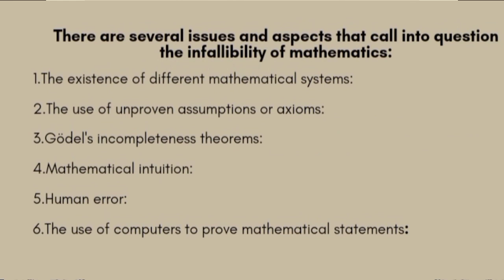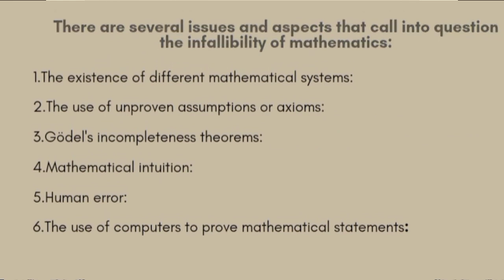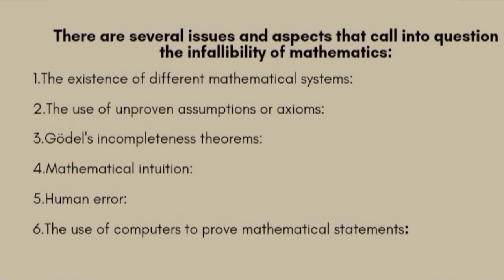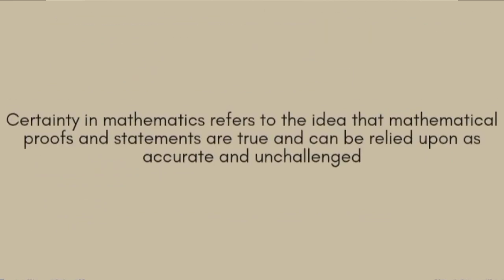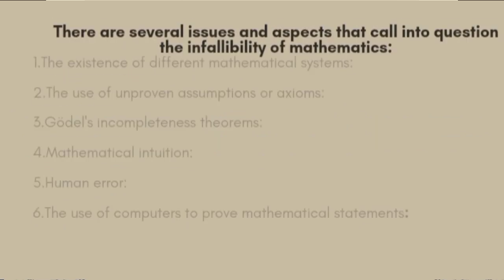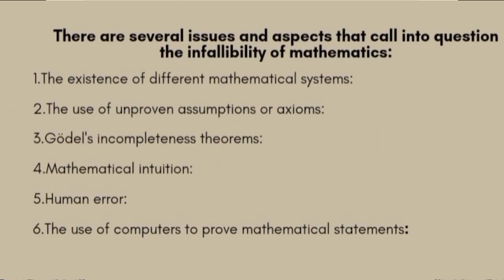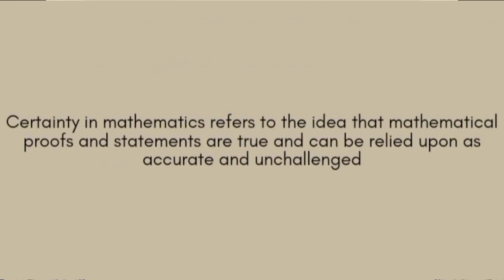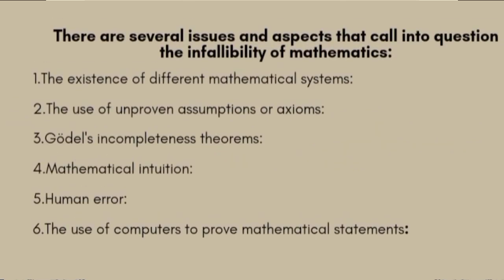So, there are several issues and aspects that call into question the infallibility of mathematics. Number 1, the existence of different mathematical systems. Each mathematical system has its own set of axioms and rules, and different systems may lead to different conclusions and proofs. This raises questions about the absolute certainty of any one system.